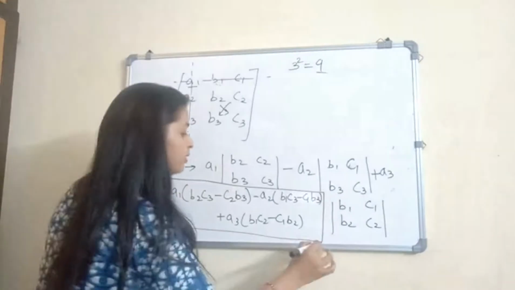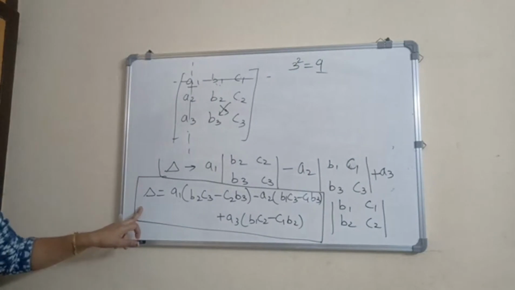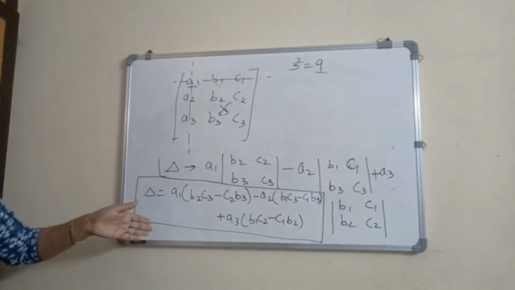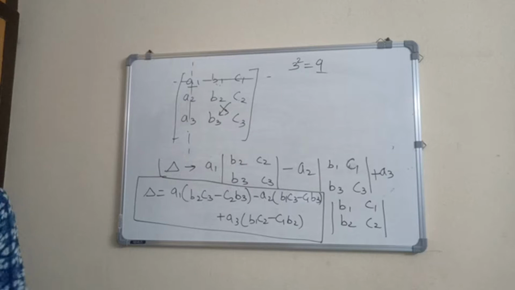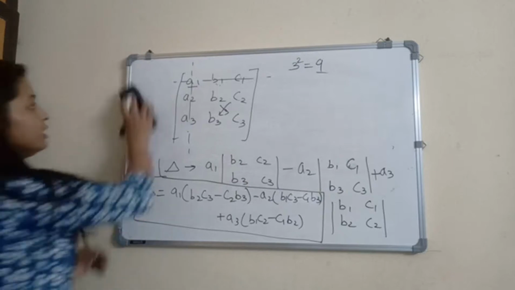This is the solution of this matrix when we use column expansion. We can take the row expansion also. Okay, so now let's solve these equations with two unknowns. How can we solve these equations?